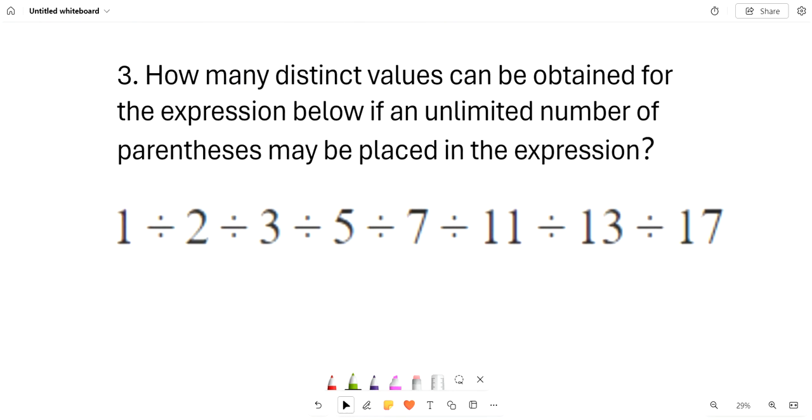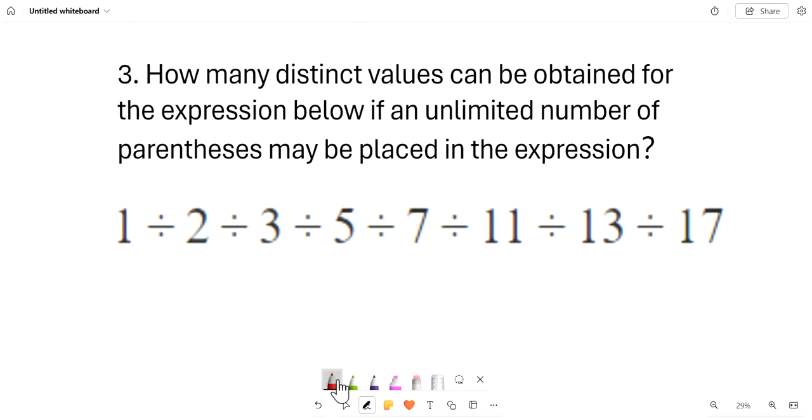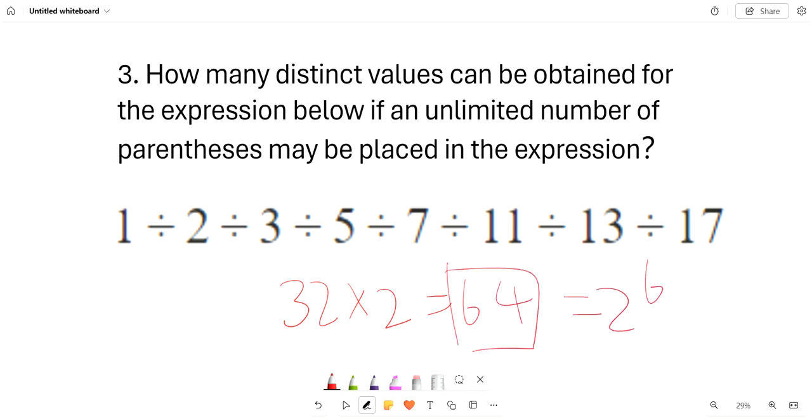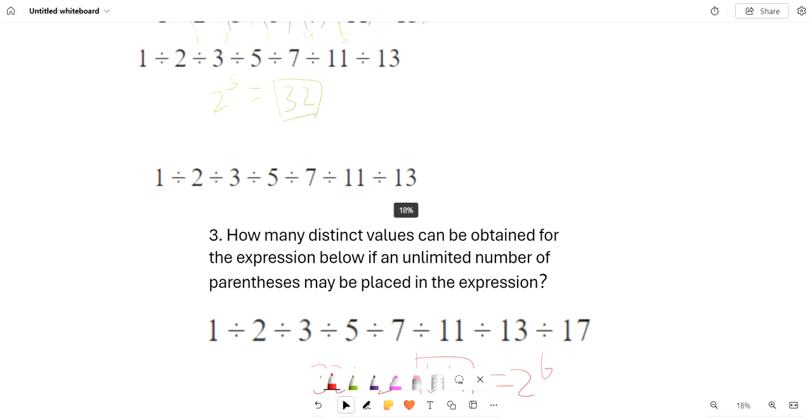So in this question, it's basically the same thing. And all you're doing is just adding another set of parentheses over here. Therefore, it's just 32 times 2, which is 64. Which is also 2 to the 6th, but same thing. So the 2 answers are 32 and 64.